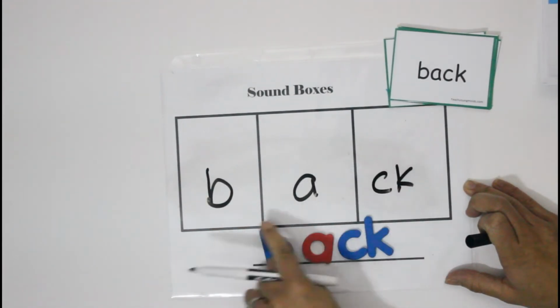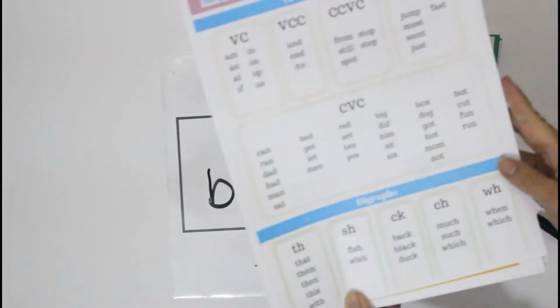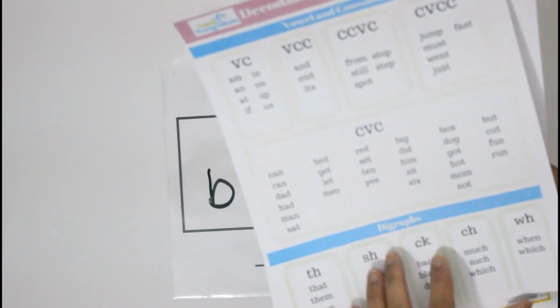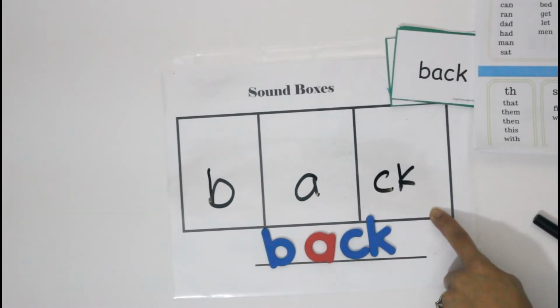B-a-k, back. So it's the same procedure for all of these basically. There are obviously some words that might need more boxes, and this template comes up to 5 sounds.